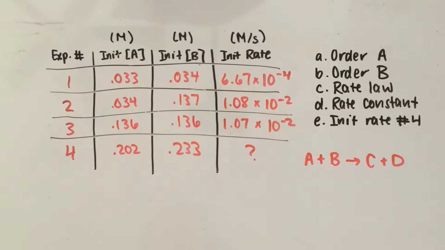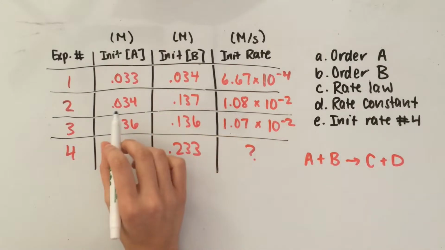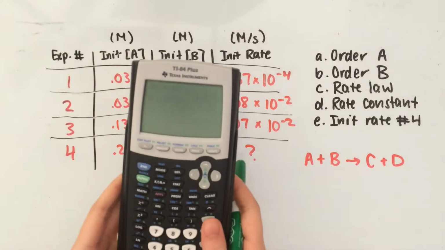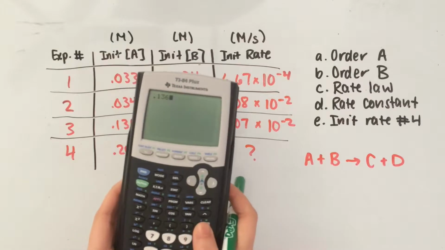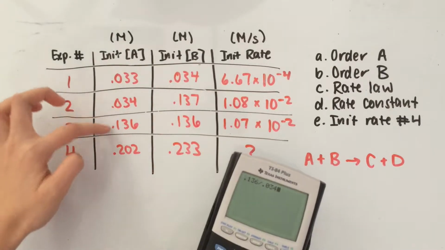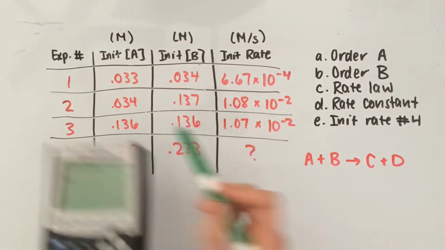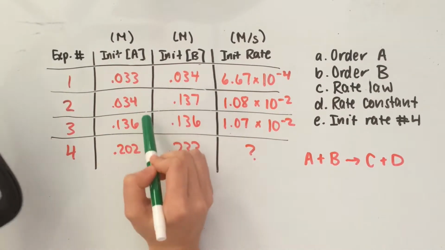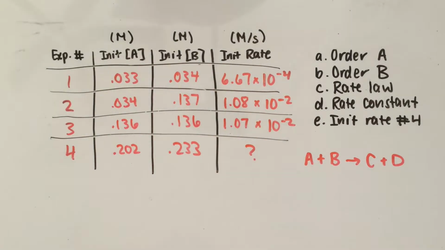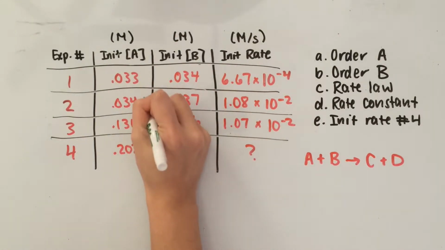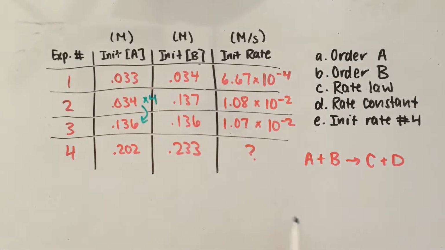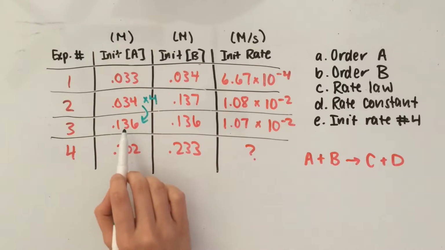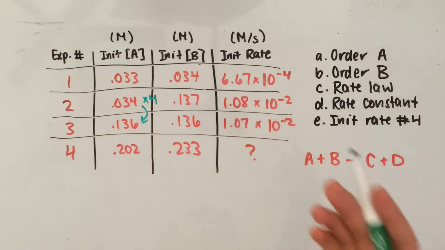Since I'm keeping B constant, I'll be able to see what happened to A to change the rate. So B is being held constant, and A is being changed, but by how much? I'm just going to do 0.136 divided by 0.034. And I see that experiment number 3 is just the concentration of A times 4. So let's not forget that. This is times 4. Now, since we know that B is constant and A is being multiplied by 4, let's see what happens to the rate.